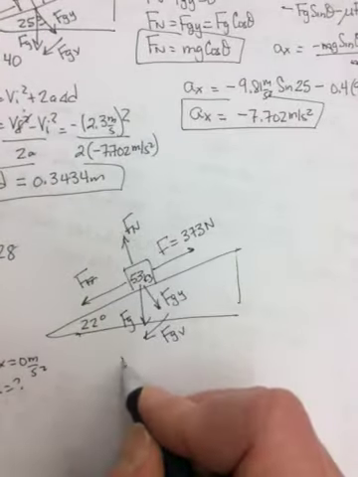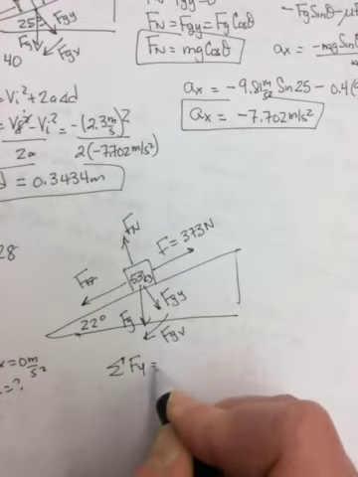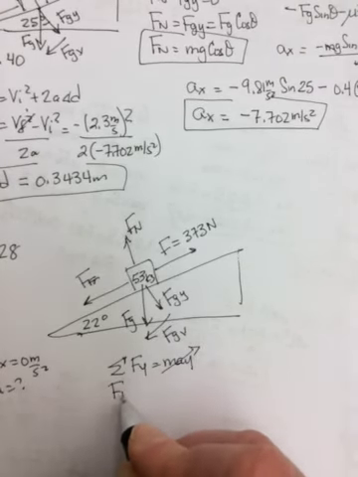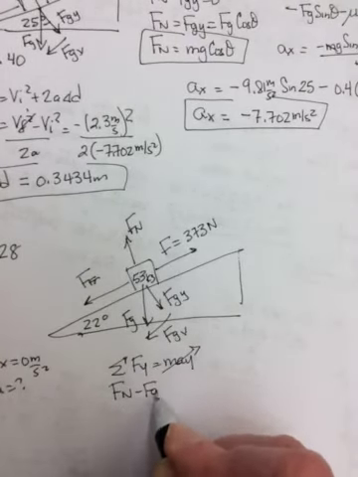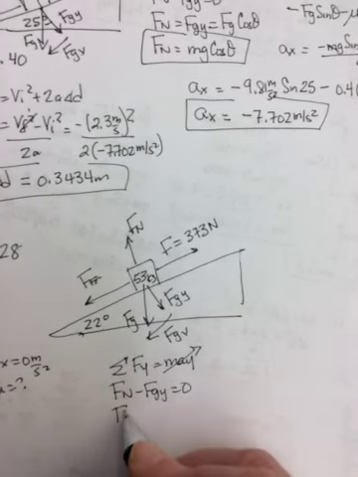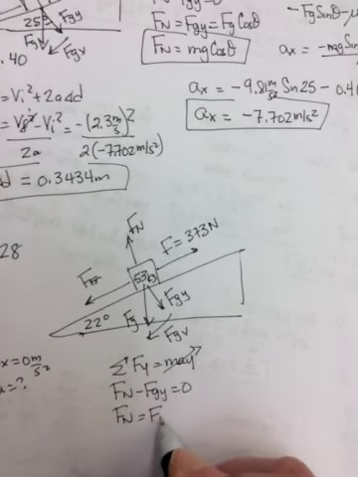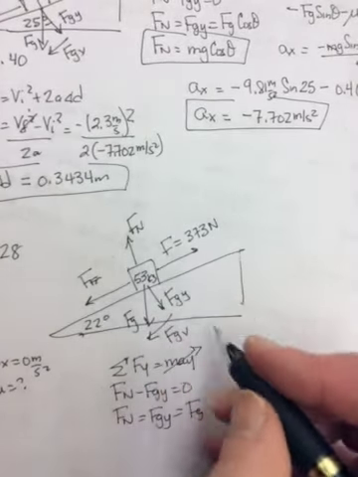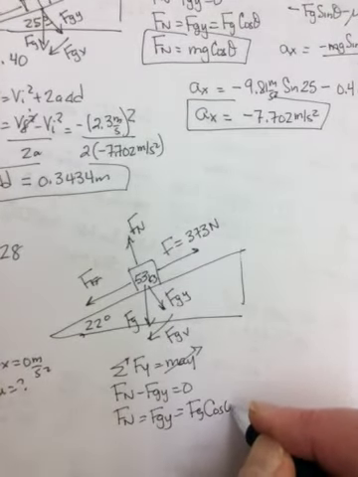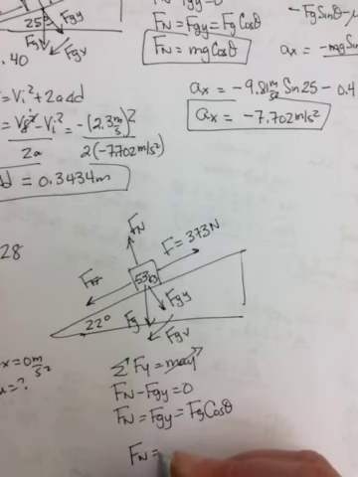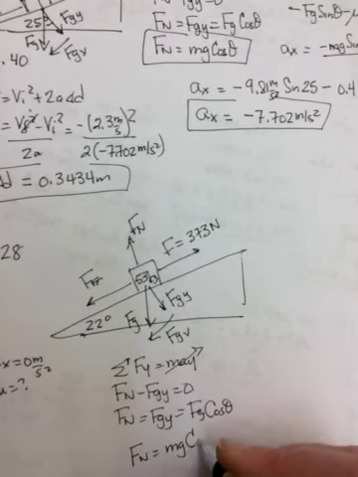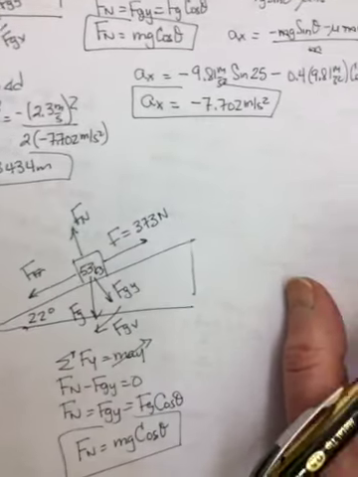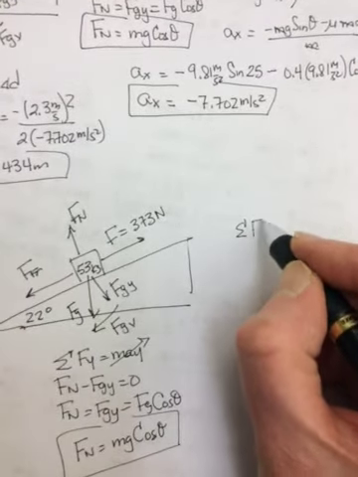Okay, so start again. Sum of the forces in the y should be equal to MAY, which goes to 0. So Fn minus Fgy should be equal to 0. So Fn should be equal to Fgy, which should be Fg adjacent side cos theta. So Fn is equal to mg cos theta. Again, I would wait on filling my numbers in.